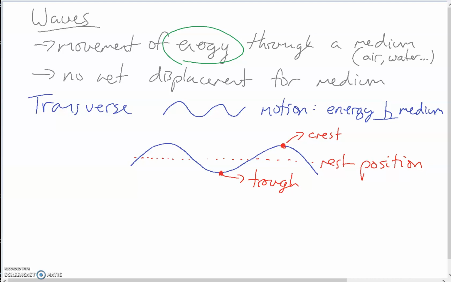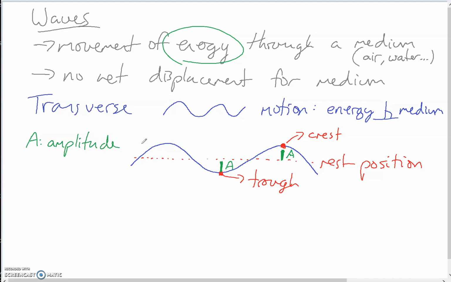Right? Now, a couple other measurements that kick in is how far it goes from that rest position. That distance right there, and that distance right there. And that's often labeled with a capital A. And that capital A stands for amplitude. So that's the amplitude of the wave. It's how far it is from the rest position to the top or the bottom.